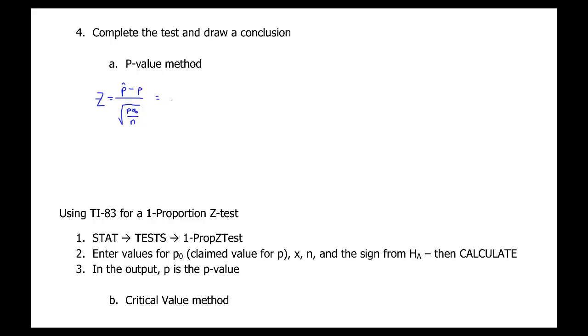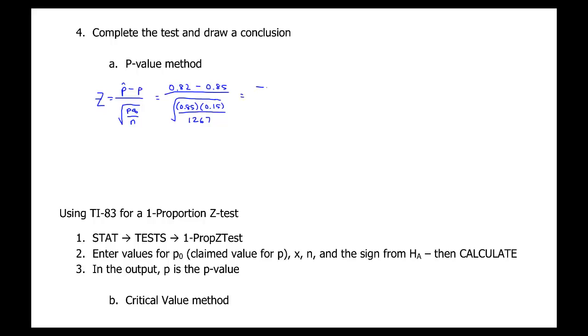And our sample proportion was 0.82. Our population proportion claim was 0.85. That's the number we're using down here, the population proportion claim, 0.85. And Q is 1 minus P, so that's going to be 0.15. And we divide by N, which was 1267.